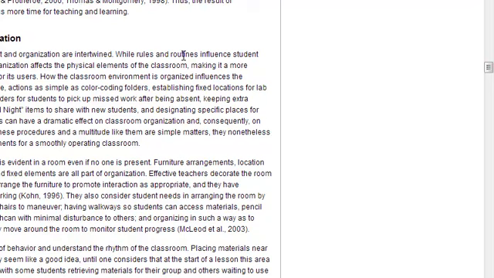As far as the classroom organization, which remember is the physical aspect of the classroom, the physical elements, I want you to think about 3 terms: visibility, accessibility, and distractibility. Visibility means that you want to be able to have every student see you wherever you are in the classroom, and you want to be able to see every student.